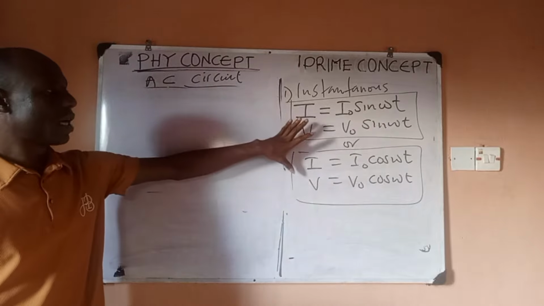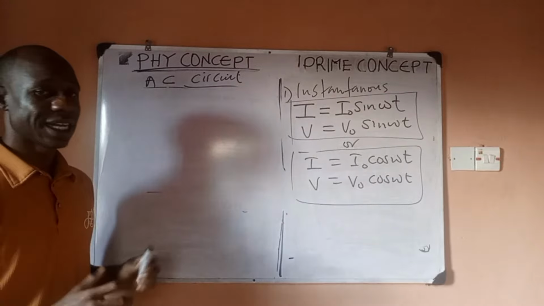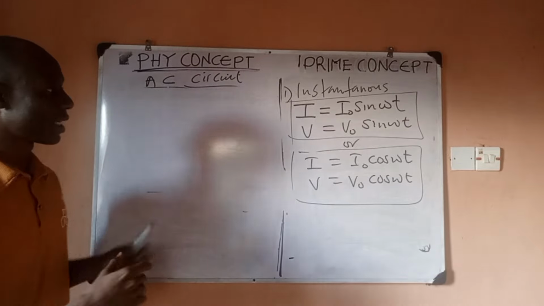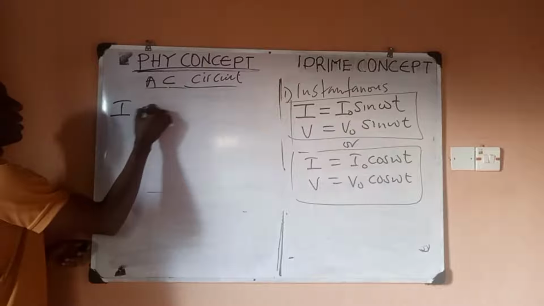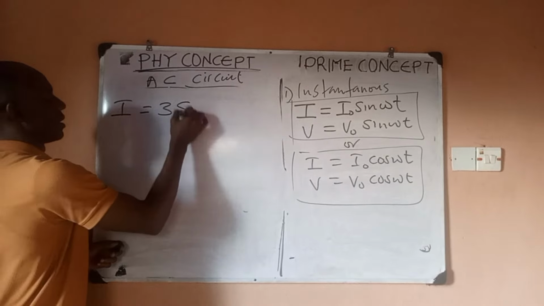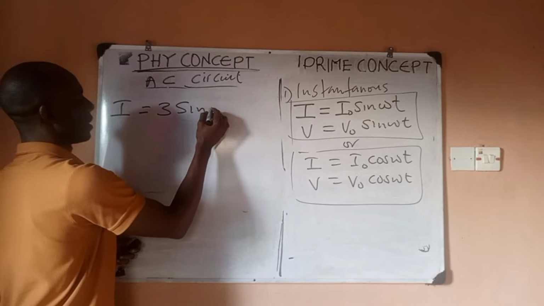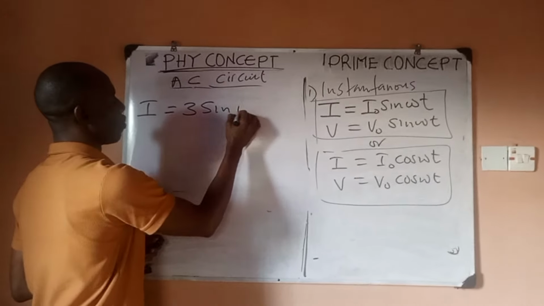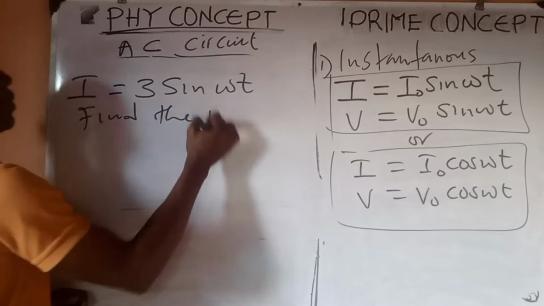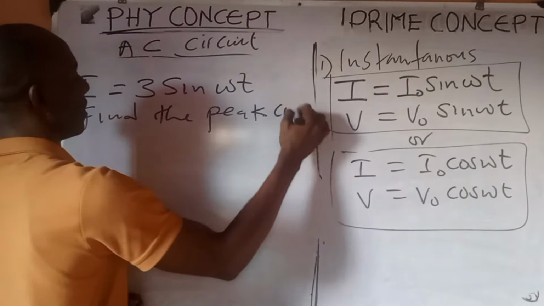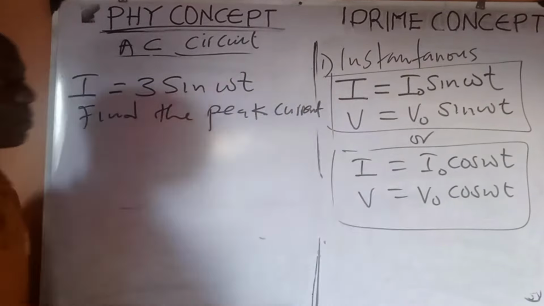All right. Now, this is instantaneous. These are terms you should know. Now, they can give you a question in an exam like this. Say I equals 3 sine omega t. Say find the peak current.